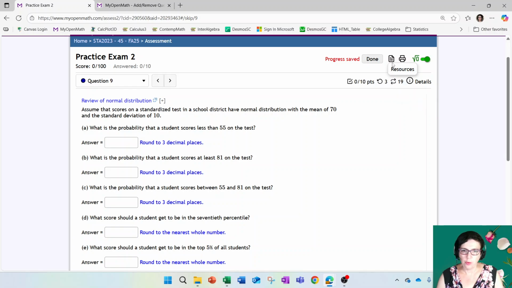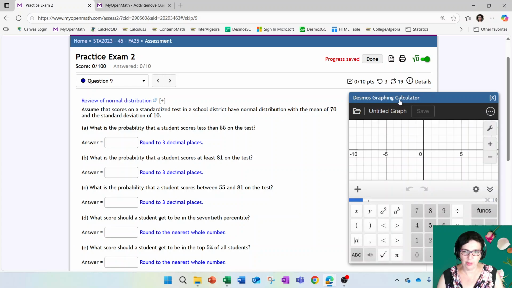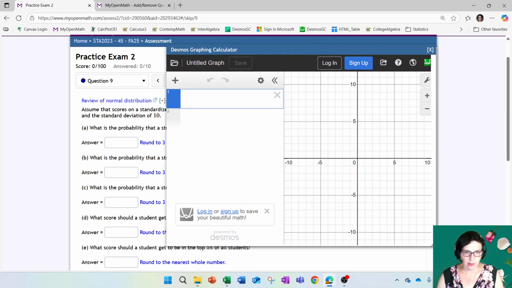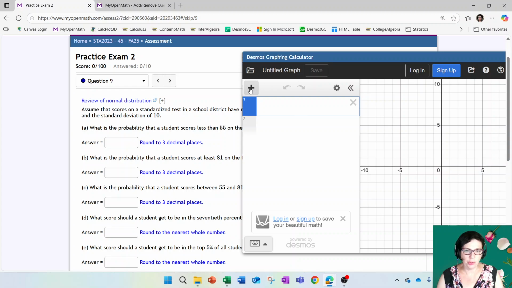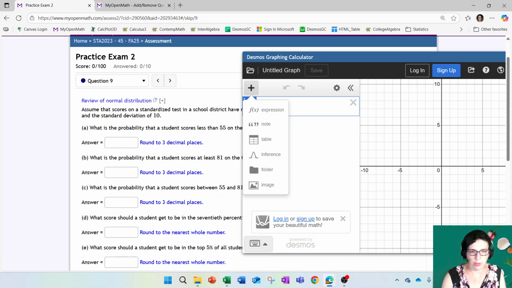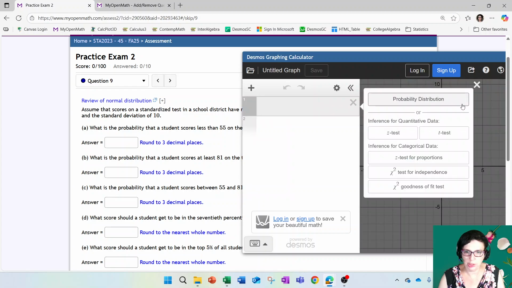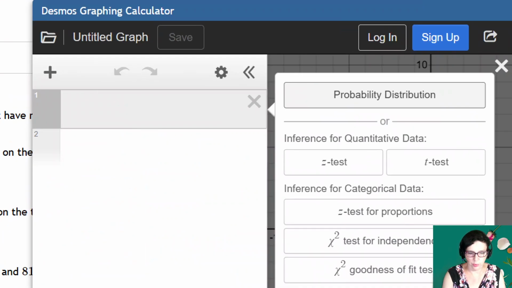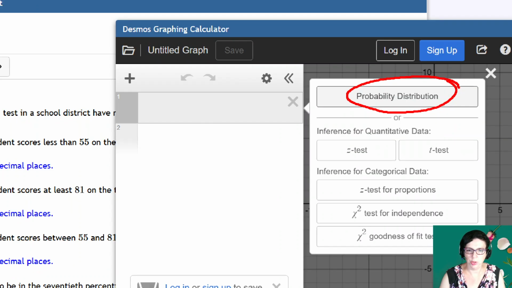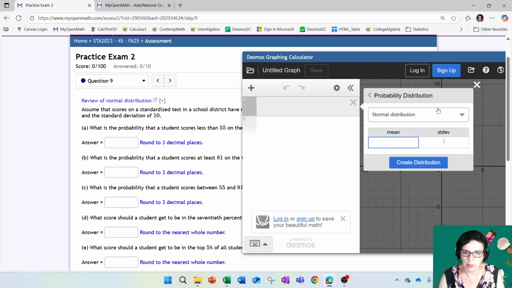Okay, so we're going to go on the resources. We'll go to Desmos graphing calculator. And let me just adjust it over here. And so what we want to do is click on the plus sign. And then we want to go to inference, right? That's where all the distributions are. And then we go to the probability distributions right here. Okay, so just click on that.